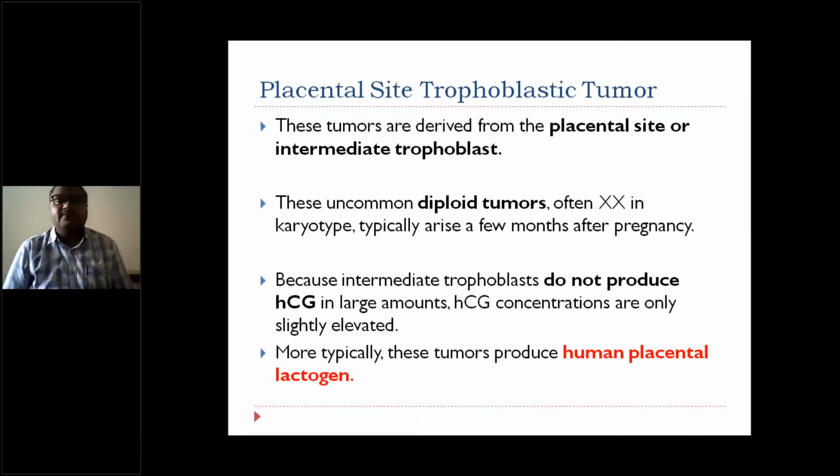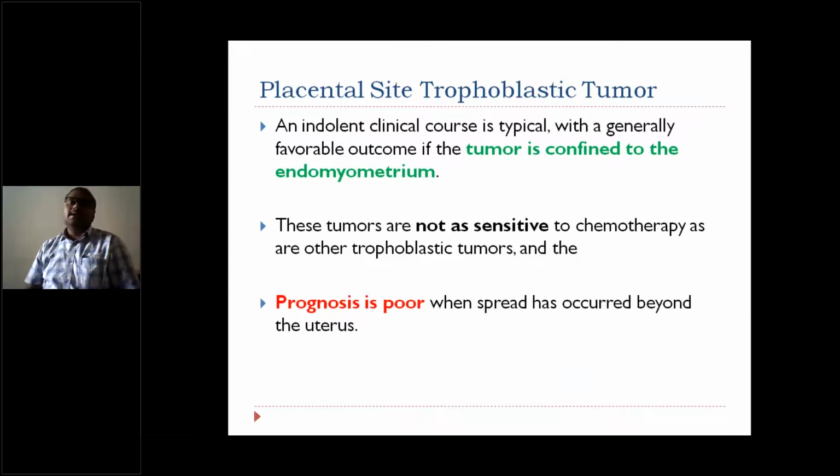These tumors are derived from the placental site or intermediate trophoblast. These uncommon diploid tumors often have a doublet karyotype and typically arise a few months after pregnancy. Because intermediate trophoblast does not produce large amounts of HCG, HCG concentration is only slightly elevated, and more typically these tumors produce human placental lactogen. An indolent clinical course is typical with a generally favorable outcome if the tumor is confined to the endomyometrium. These tumors are not as sensitive to chemotherapy as other trophoblastic tumors, and prognosis is poor when spread has occurred beyond the uterus.